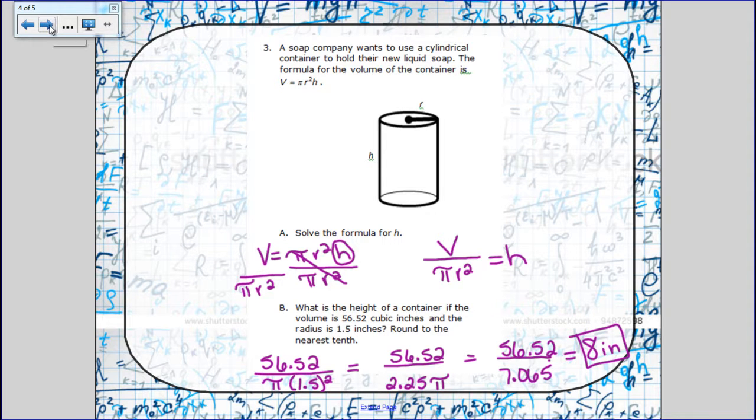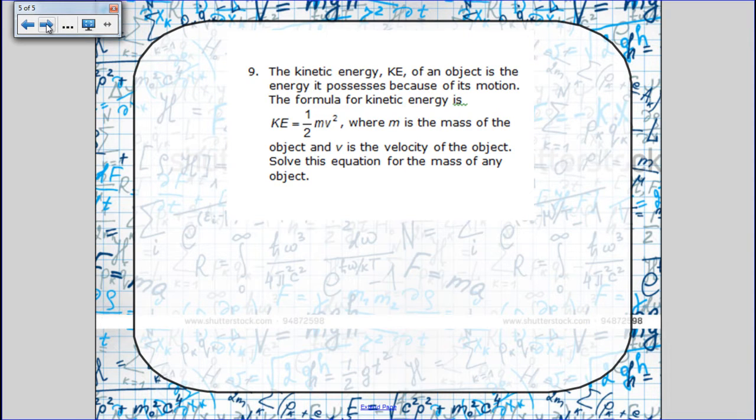All right, one last question. This is the last one on your notes. It's number 9. It says the kinetic energy, KE, of an object is the energy it possesses because of its motion. When we look at the formula in a minute, this KE is one variable. It's not two separate ones because it stands for kinetic energy, which is the thing. So the formula for kinetic energy is KE equals 1/2 mv squared, where m is the mass and v is the velocity of the object.